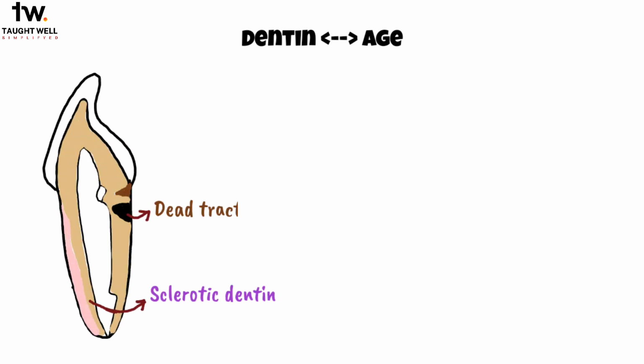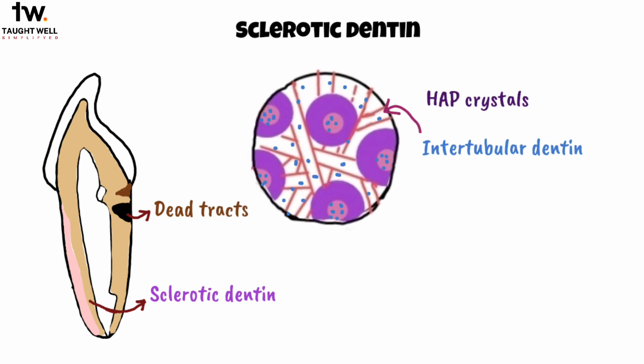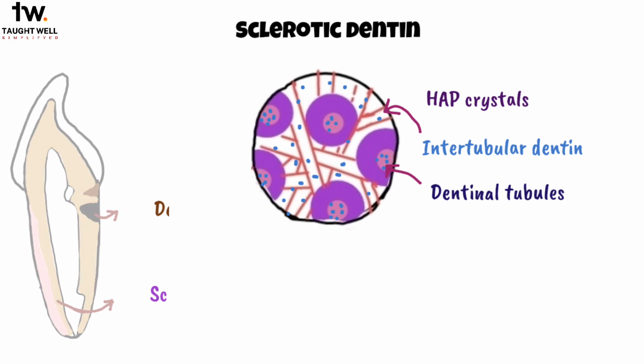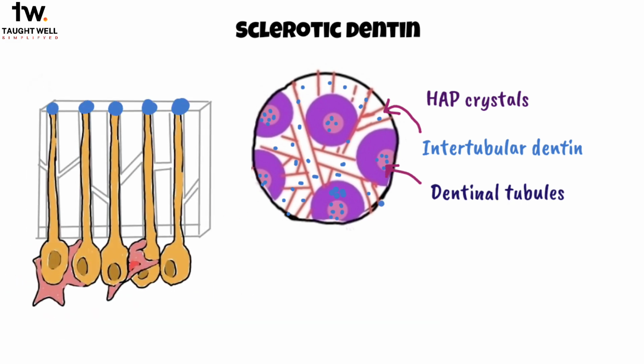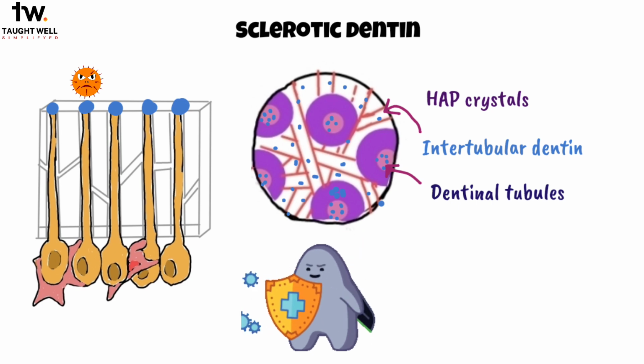Now, let's explore how dentin changes with age. These changes include the formation of sclerotic dentin and dead tracts, each playing a distinct role in the aging process of our teeth. Sclerotic dentin forms when hydroxyapatite crystals are deposited in the intertubular dentin and within the dentinal tubules. This process blocks the tubules, preventing the entry of bacteria and other substances. Imagine it as a protective barrier, sealing off the pathways to keep the dentin safe.